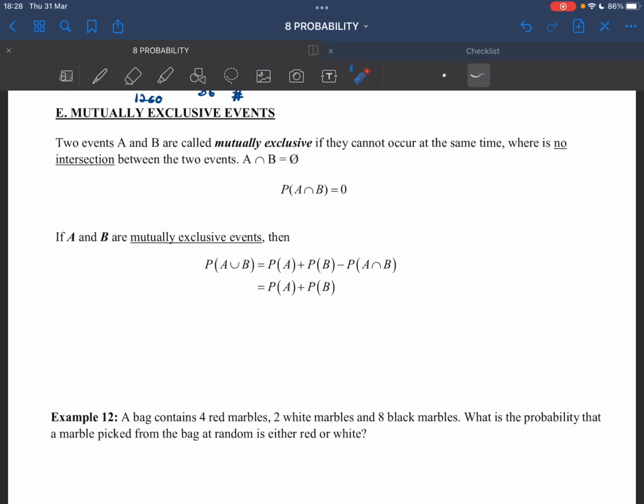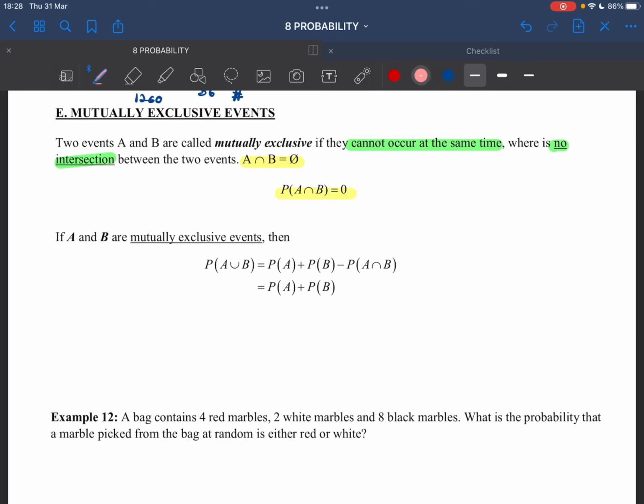Okay, so here let's start with mutually exclusive event. So what is mutually exclusive? Two events A and B are called mutually exclusive if they cannot occur at the same time. So what can you conclude if the two events cannot occur at the same time? There is no intersection between A and B. Therefore, A intersect B is equals to 0. That means your probability of A intersect B is equals to 0.